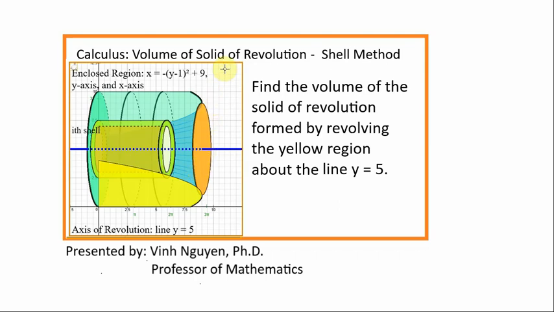This video is on solid revolution and the shell method. Here I have this yellow region, which is the graph of x equal to negative y minus 1 squared plus 9. I'm going to revolve this yellow region about the line y equal to 5, and then I want to find the solid of revolution using the shell method.